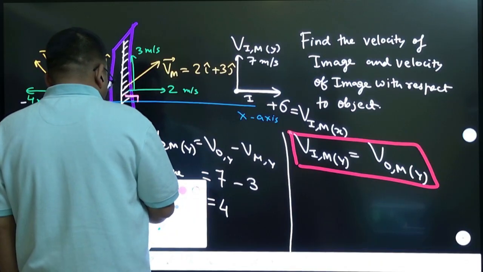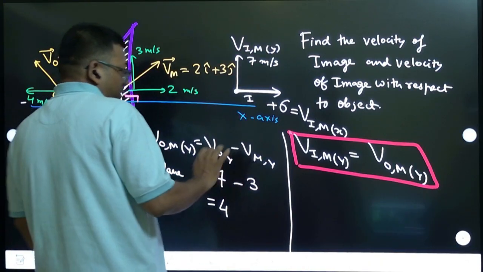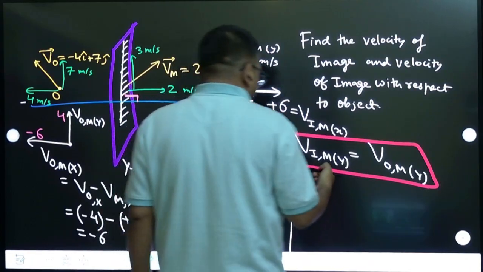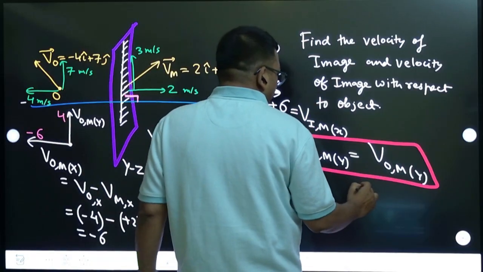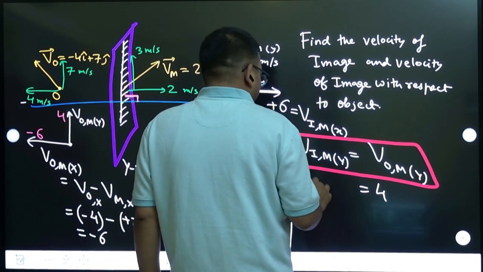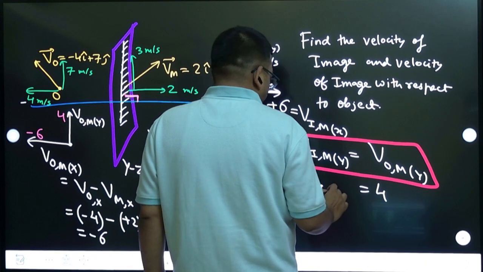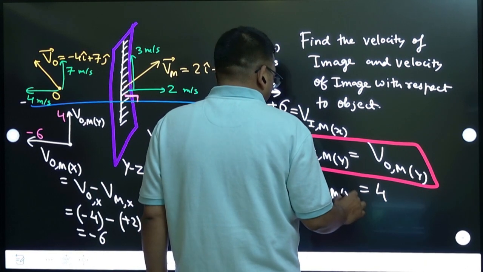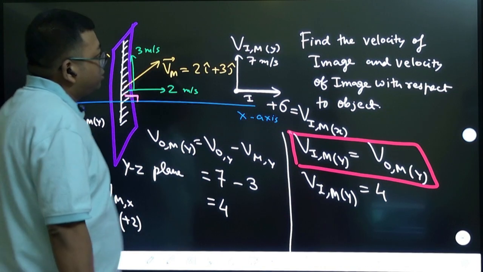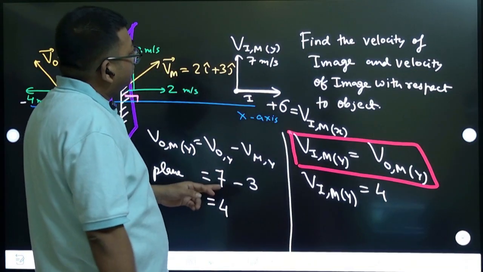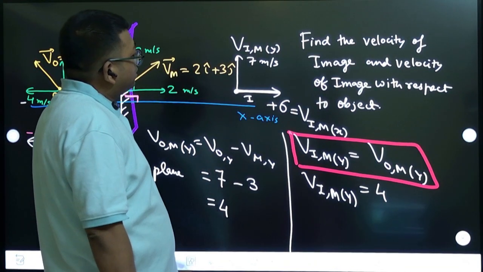So now suppose I want to calculate the relative velocity. We have already got this for the object, this is 4, so this is also 4, correct? So the velocity of the image with respect to the mirror along the y-axis is 4, right? The velocity of the image along the y-axis is 4.